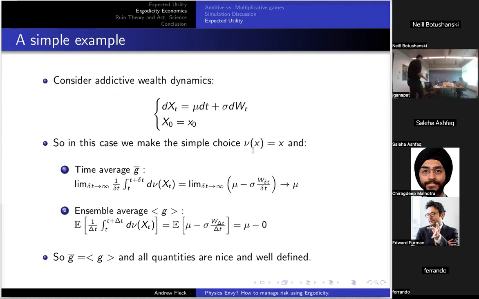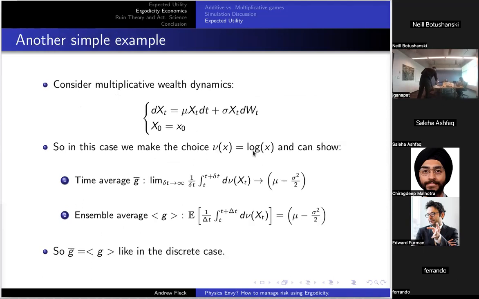Everything is nice. Another example, which we even talked about in the discrete case, is multiplicative wealth dynamics. If we have a GBM, the starting point in finance, then we make our choice of log X and we can show our time average and our ensemble average are what you would expect: mu minus sigma squared over 2, the volatility effects. Everything is fine. So if I were exposed to a geometric Brownian motion, this log is what I should use. If I was exposed to an additive wealth dynamic, I should use a linear utility.